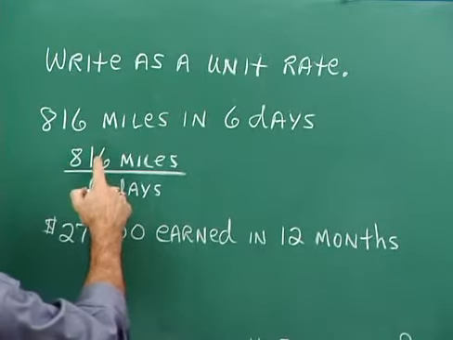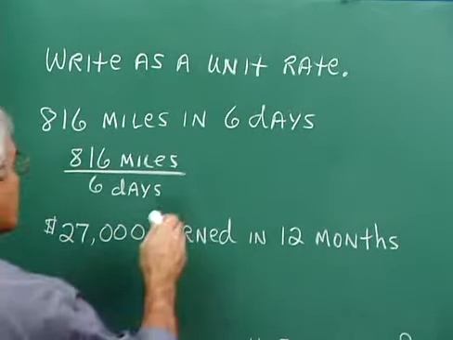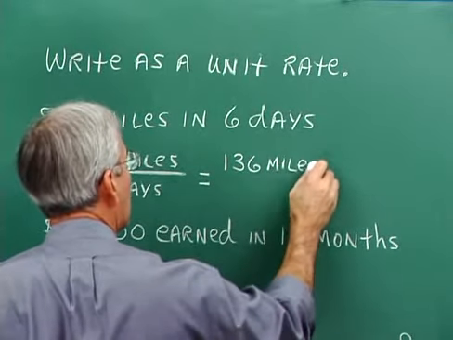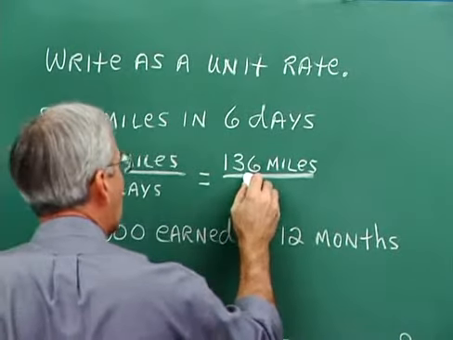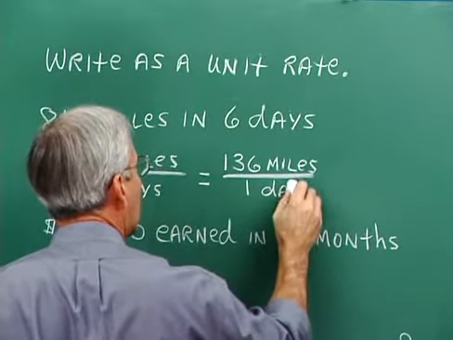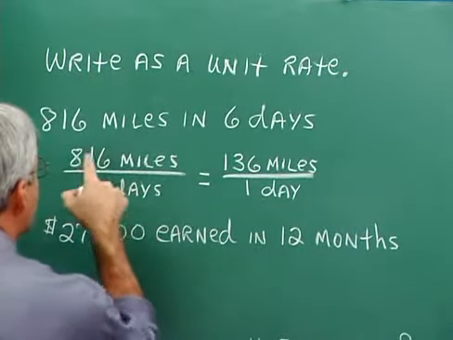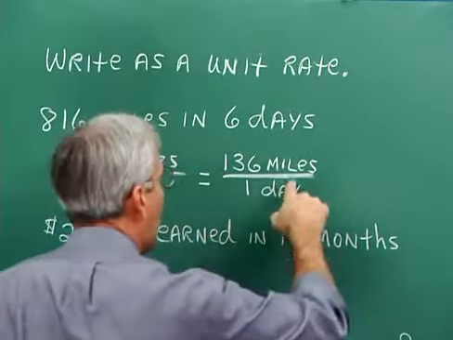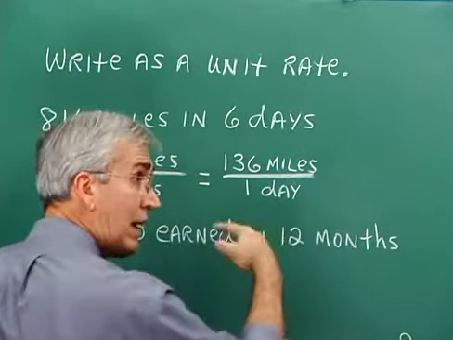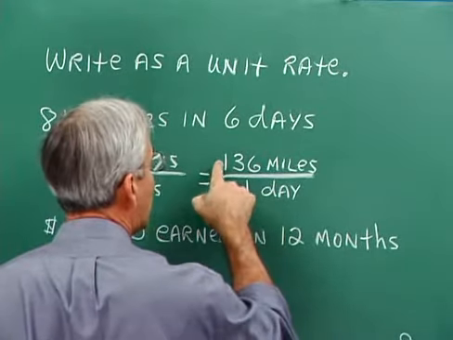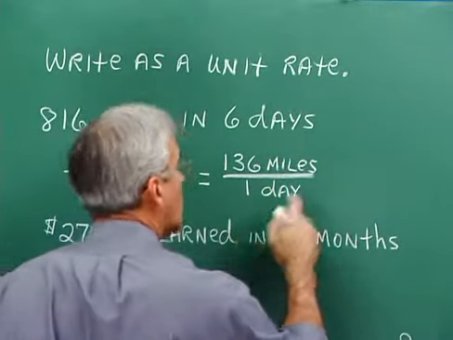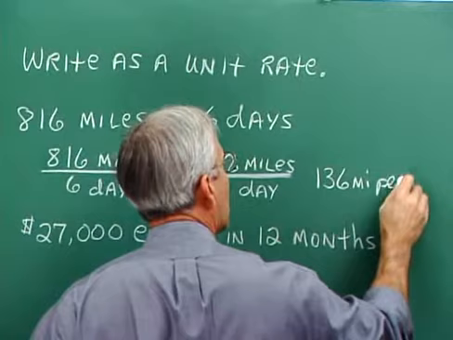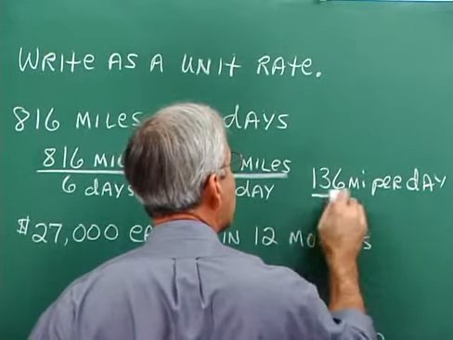Dividing 6 into 816, sure enough, it goes 136 times. So this turns out to be 136 miles over 1 day. You see, kind of like this. We say 6 into 816 is 136. 6 into 6 goes 1. And so now our fraction becomes this, and it is a unit rate at this point. So we could say then that it's 136 miles per day. 136 miles per day is the unit rate.